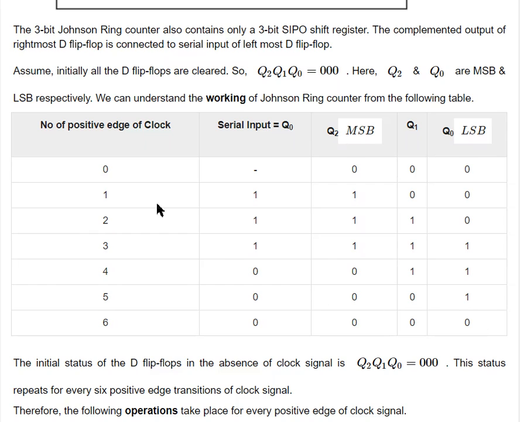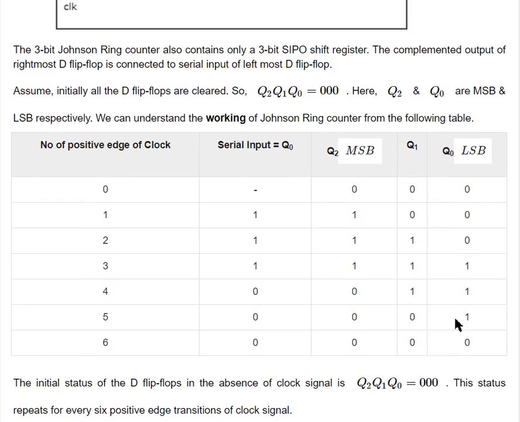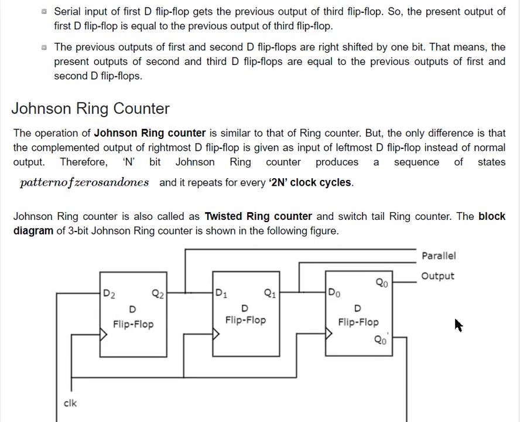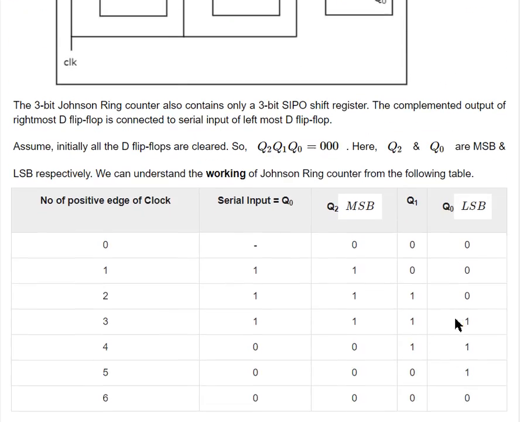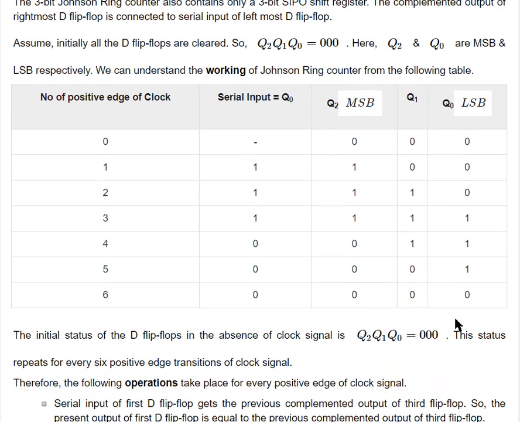So for a twisted counter, it requires clock pulses from 0 to 6 to get back to the initial state. 000 is here, so it gets back to the initial state after the 6th clock pulse, that is, 7 clock pulses counting 0 to 6. So it is also called a Johnson ring counter or twisted ring counter. These are the applications of your shift register.